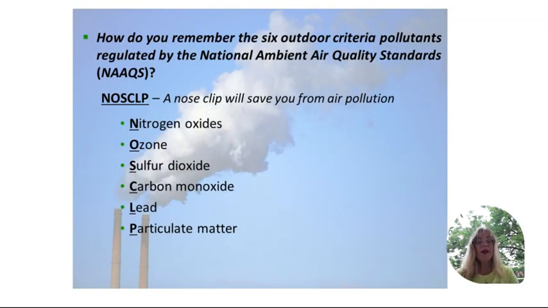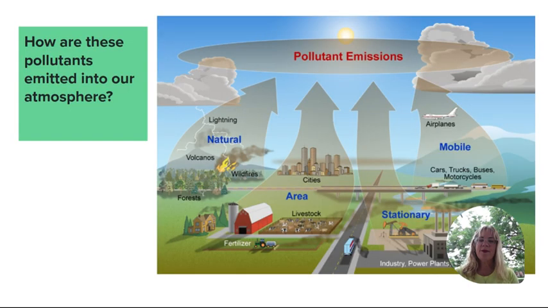So first, I'll give you an easy way to remember the air pollutants. It's called NOSE CLIP. So N for nitrogen oxides, O for ozone, S for sulfur dioxide, C for carbon monoxide, L for lead, and P for particulate matter. So that is an easy mnemonic to help you remember the six criteria air pollutants.